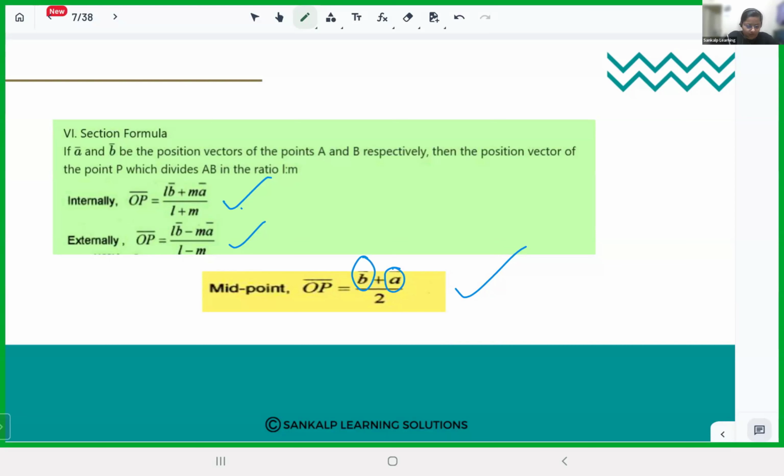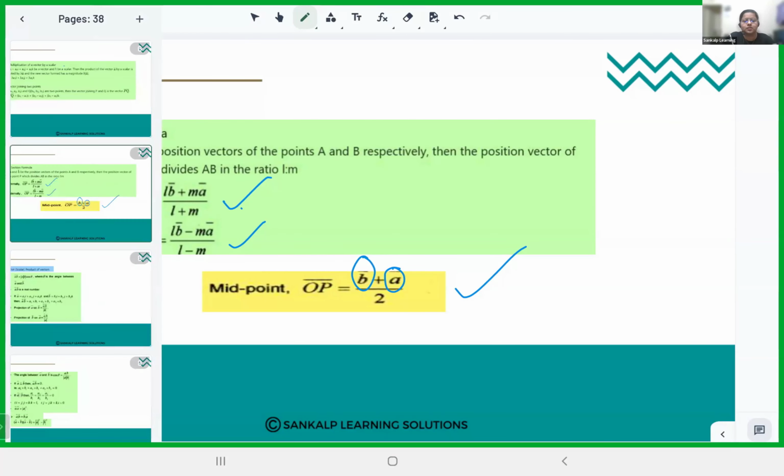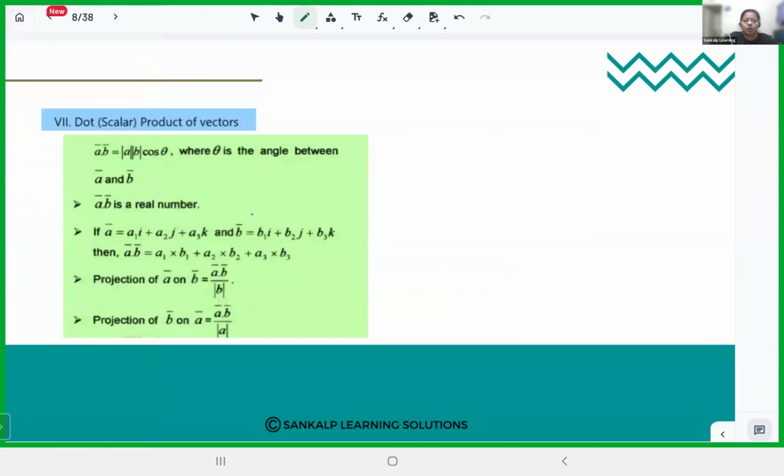All right. Now moving on to the next topic. This is an important concept, which is the dot product. What is the difference between the dot product and the cross product? One is the scalar product and one is the vector product. If you get a scalar quantity when you multiply two vectors, such a product is known as a scalar product or dot product. And when you multiply two vectors and get a vector quantity, it is known as a vector product or cross product.